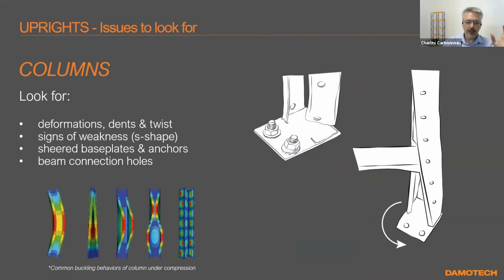Issues on the columns can stem from impacts with forklifts, of course, which is the most common. You can have deformation of the columns from impact. You can have small dents, you can have some twist. And by the way, there was a gentleman that asked a question on our website and just now through the Q&A portion in Zoom.